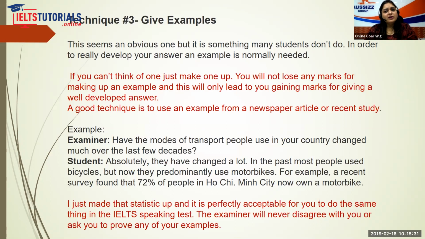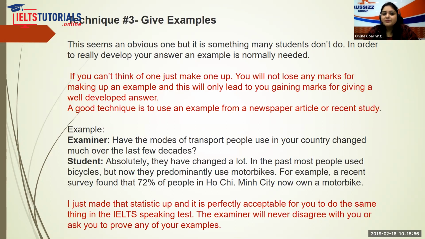If you can't think of one, just make up one. You'll not lose any marks for making up the example. In fact, you are gaining marks for giving a well-developed answer. Do not give short answers. Make your answers at length. And do not give so many thoughts. Take one thought, explain it with the example. It itself gives you a good length. A good technique is to use an example from a newspaper, article, or recent study.